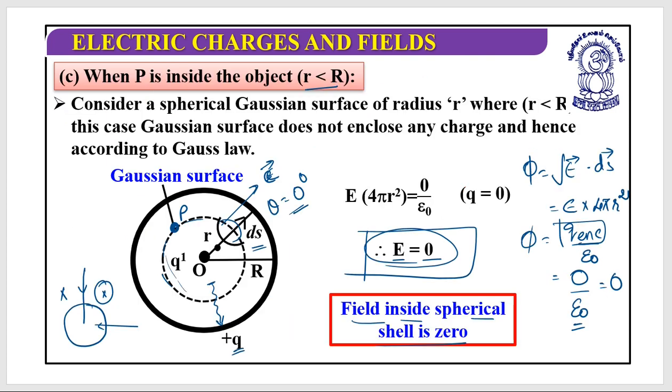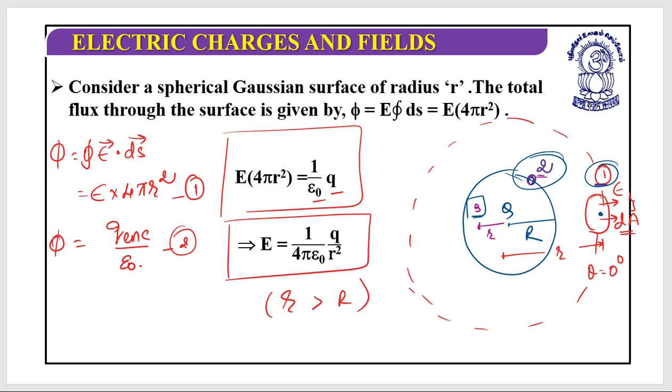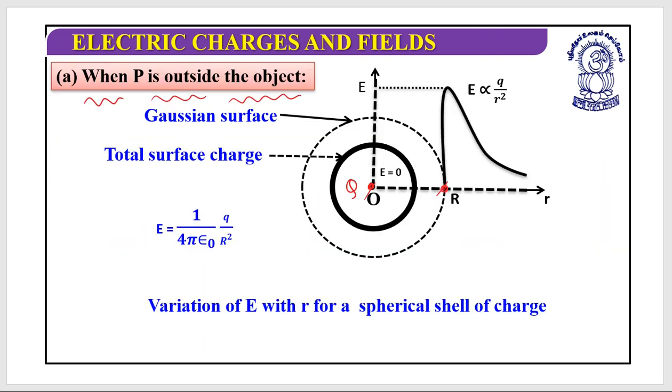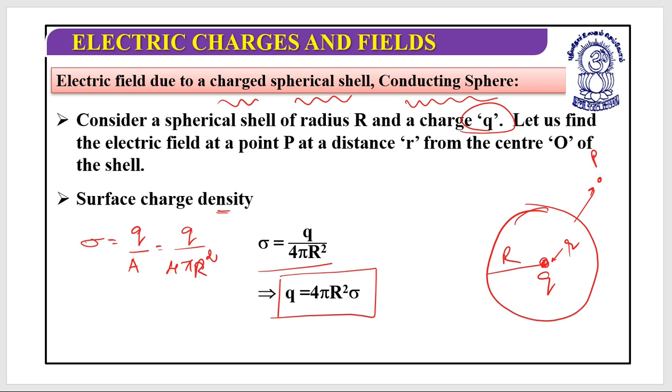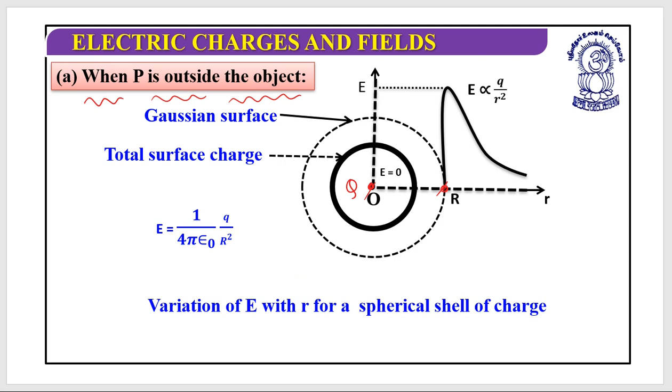Now, I want to plot the graph for this situation as well. This is the situation when point P is outside the object, and this is the case of the spherical shell, or you can say a conducting sphere. Look at this, I already plotted the graph. Now you know that the electric field inside the conducting sphere or conducting shell would be zero.